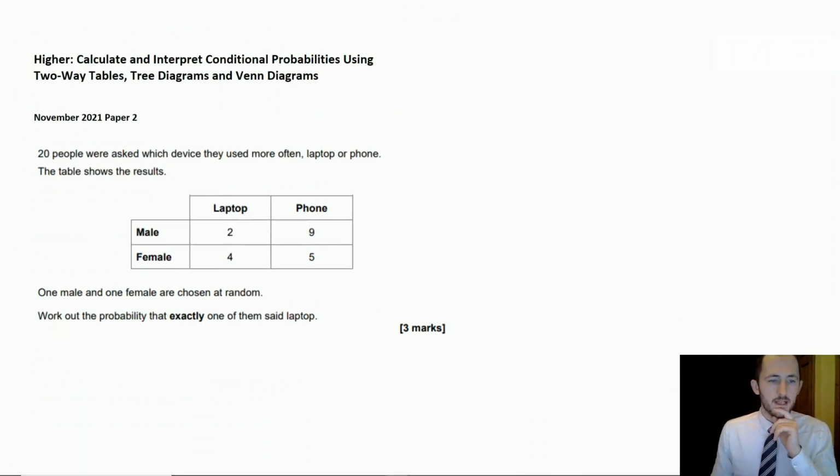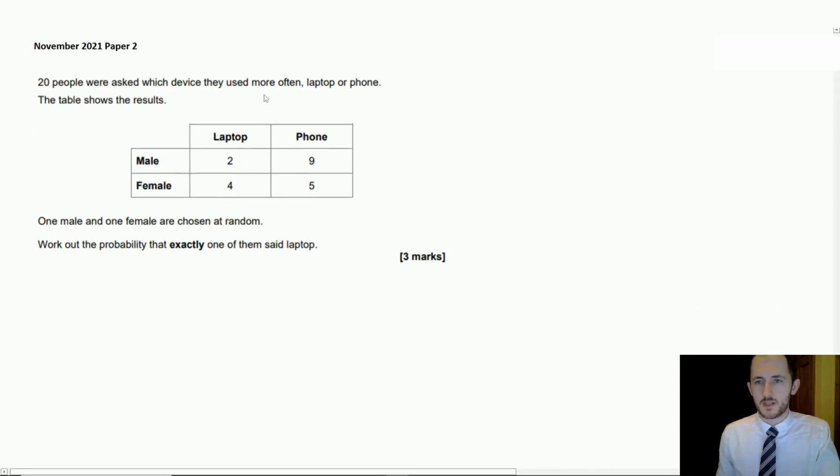For higher only, and this is the last point as well, so it's a bit of a shorter topic, we need to calculate and interpret conditional probabilities using two-way tables. Okay, and there are a few ways to do this. So this is from the 2021 paper 2. 20 people asked which device they use more often, laptop or phone. This is the response. So, one male and one female are chosen at random. Work out the probability that exactly one of them said laptop.